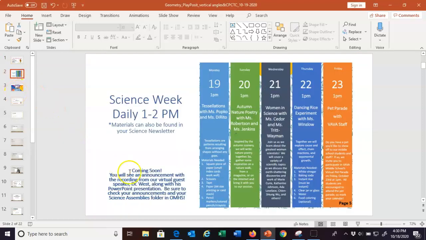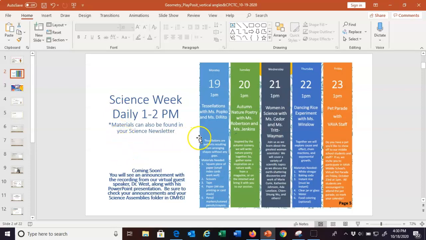Just a few announcements before we get started. This week is Science Week. You guys are going to find optional sessions every day of the week at 1 o'clock. We're so excited. We're hoping that you find something that you're interested in, or maybe something that you didn't think you would be interested in, but after going to the session, you were surprised with yourself maybe.